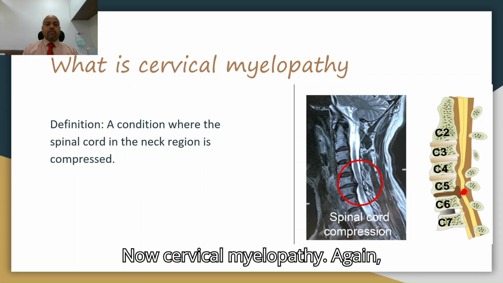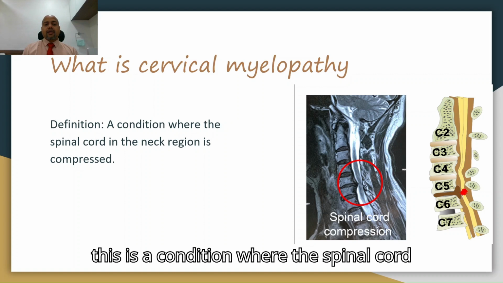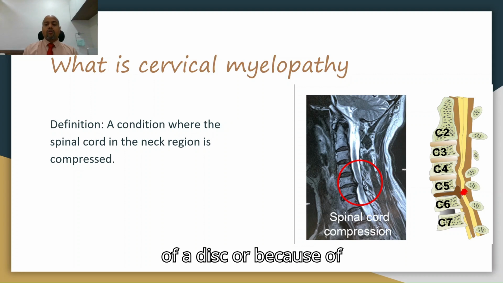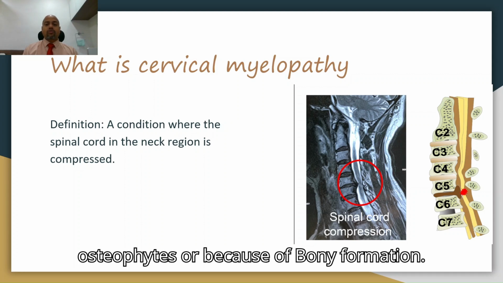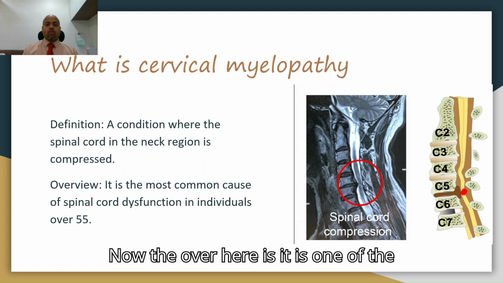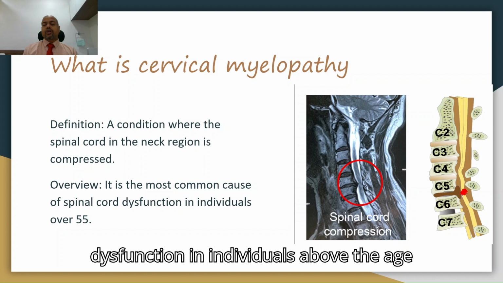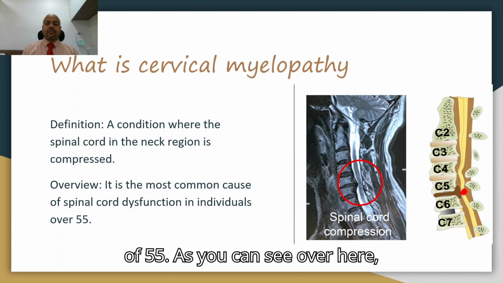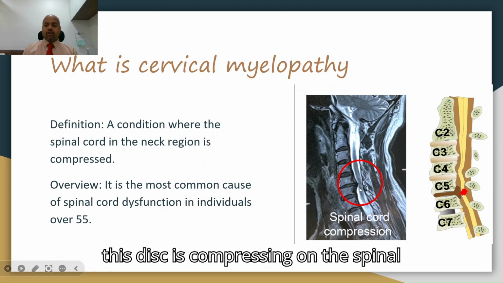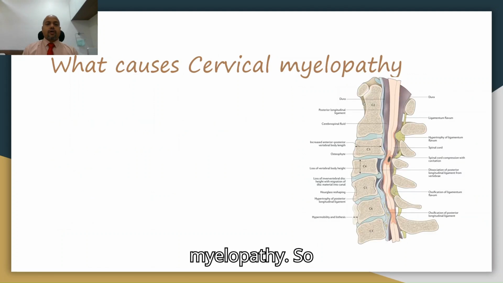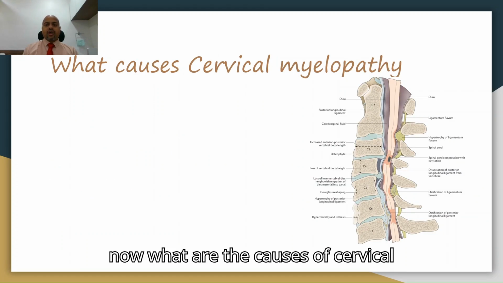Now, cervical myelopathy. Again, this is a condition where the spinal cord in the neck region is compressed because of a disc, or because of osteophytes, or because of bony formation. Now, the overview is it is one of the most common causes of spinal cord dysfunction in individuals above the age of 55. As you can see over here, this disc is compressing on the spinal cord, and this causes cervical myelopathy. Okay. So now what are the causes of cervical myelopathy?